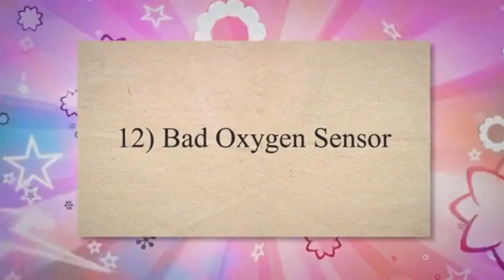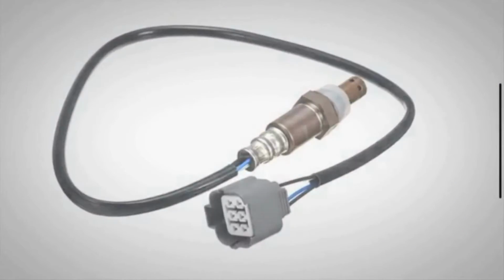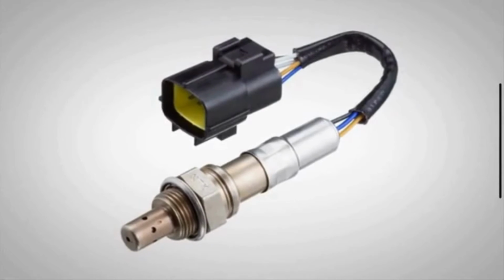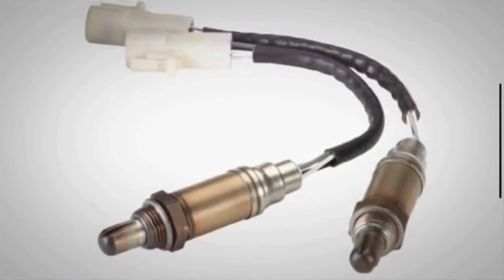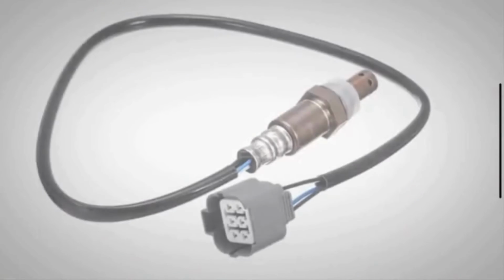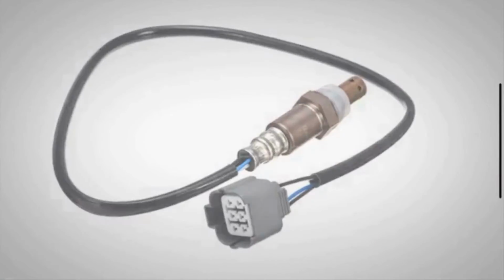12. Bad oxygen sensor. The O2 sensors of your vehicle monitor the oxygen content in the exhaust gases. Malfunctioning sensors can provide inaccurate data to the engine control module. This inaccurate data leads to improper fuel-to-air ratios and, subsequently, reduced power during acceleration.